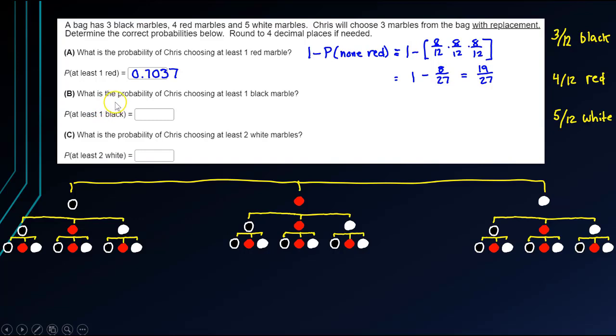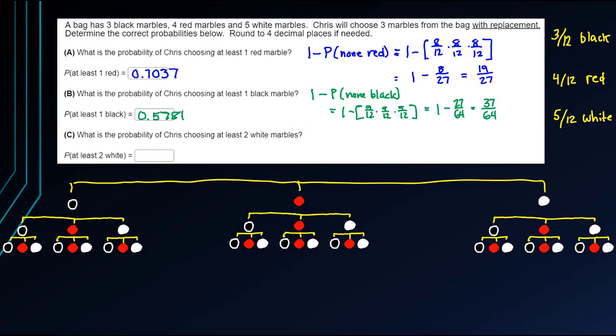What is the probability of Chris choosing at least one black marble? Well, none being black is the exact opposite. So I do 1 minus none being black. There's 3 black marbles, so there's 9 that are not black. So 1 minus 9/12 times 9/12 times 9/12, which comes out to be 37 out of 64, which is about 0.5781. I do expect it to be a little lower because there are fewer black marbles in there. If I did the same thing for at least one white marble, I would have that.